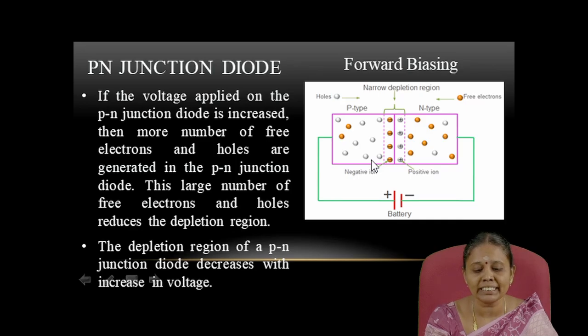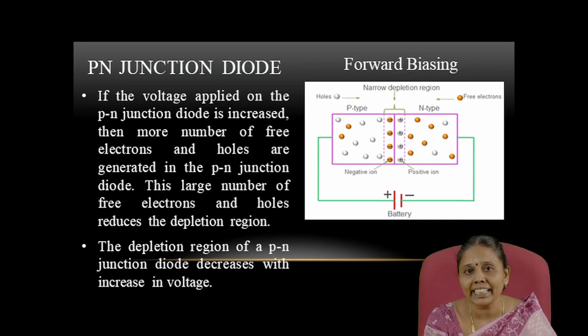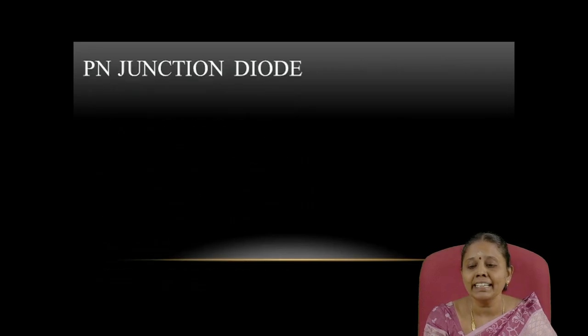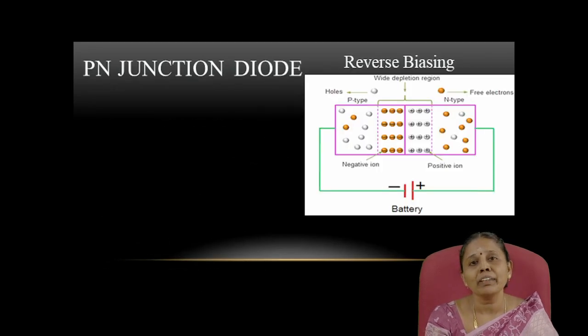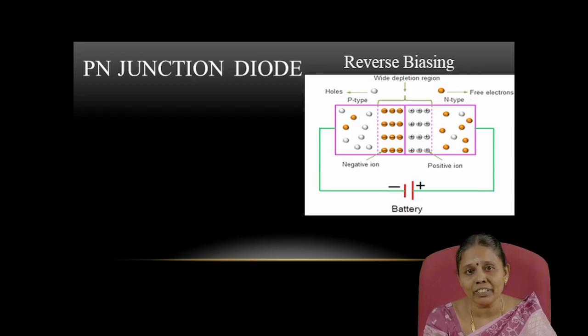This depletion region decreases with increase in voltage. This occurs in the case of forward biasing. Next comes reverse biasing. Here, the width of the depletion region increases as compared to that of the forward biasing.